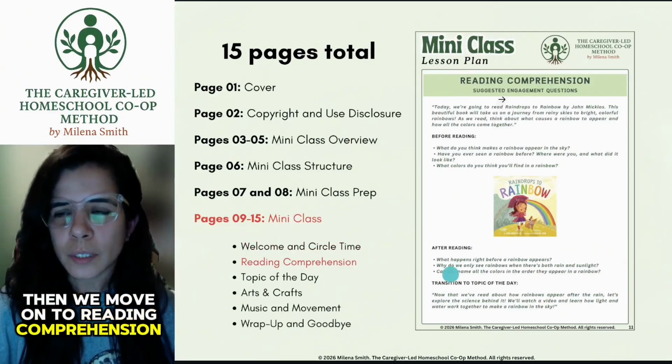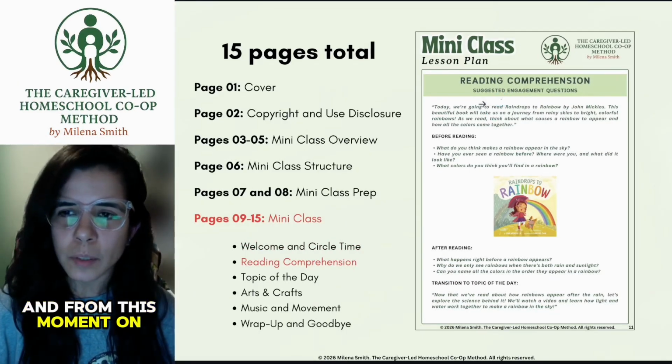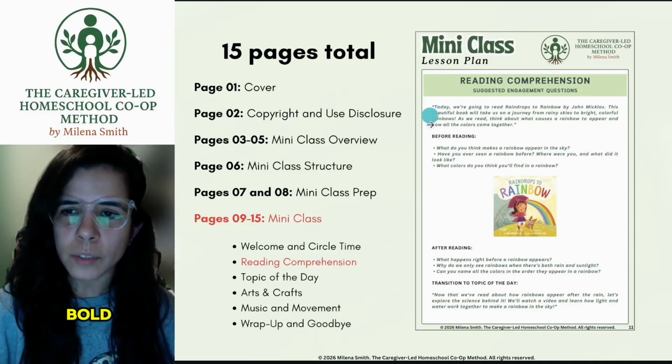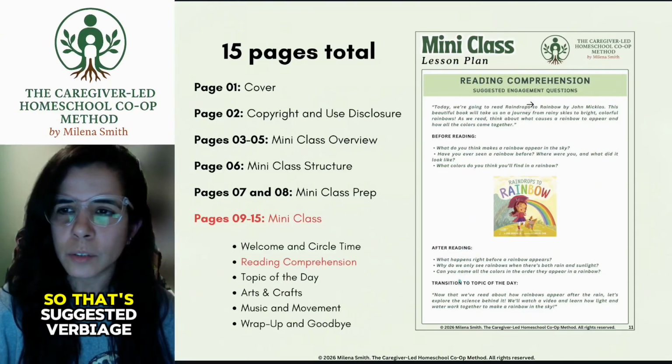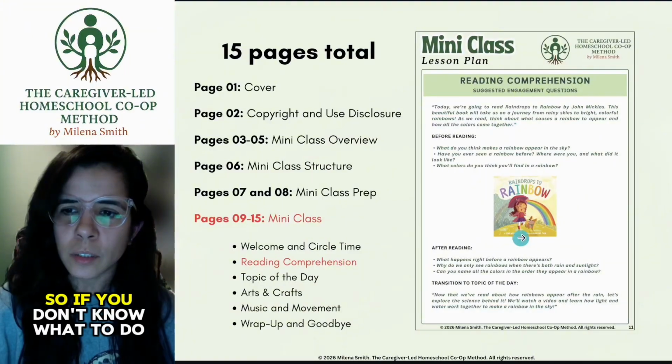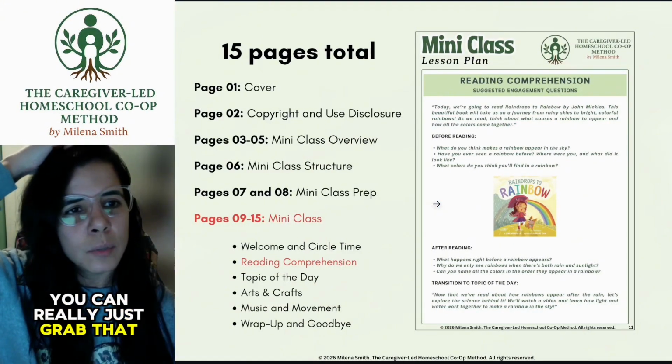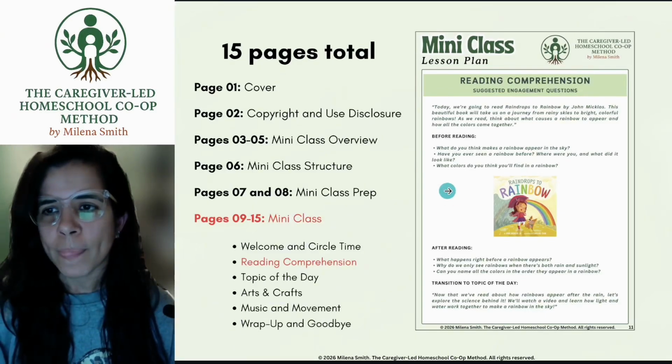Then we move on to reading comprehension. And from this moment on, you're going to see that everything that is in green, bold, italic, like those, are things that you can just straight up read from. So that's suggested verbiage. If you don't know what to do during reading comprehension time, you can really just grab that sheet and read it.